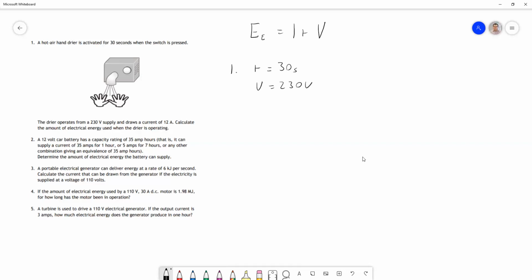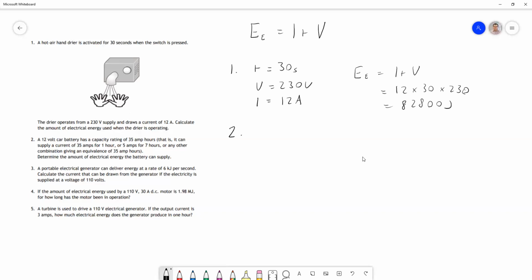So all I'm doing here is gathering information from the question. So I have time, voltage and current. I can write down my formula for electrical energy. And then it's just a matter of putting these 3 things into our formula. So 12 times 30 times 230. And then taking the time to make sure we calculate this correctly, which I will do just now. And so the answer we get here is 82,800 joules. And we could, of course, write that as 82.8 kilojoules if we wished.